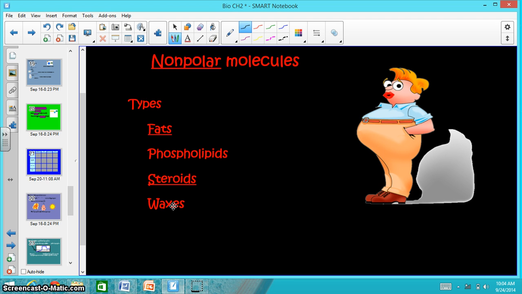Phospholipids are a special kind of lipid in which a phosphate group is attached to it. That's why it's called a phospholipid. And these are important in all of your cell structures. They actually form the layers of the cell membrane. It consists of 2 layers of these phospholipids.